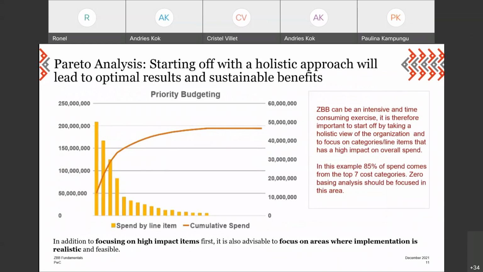Okay, and then also if you look at it from a holistic perspective, what we found to be a key success factor with our clients was looking at this picture, where the line would be cumulative spend and the bars would be spend by line item. We often find this asymmetry where only a few big ticket items contribute a large portion of overall spend, which guides you in terms of where you should start your ZBB process. In this example, we found that the top 7 categories contributed 85% of spend. So we actually started the process there.